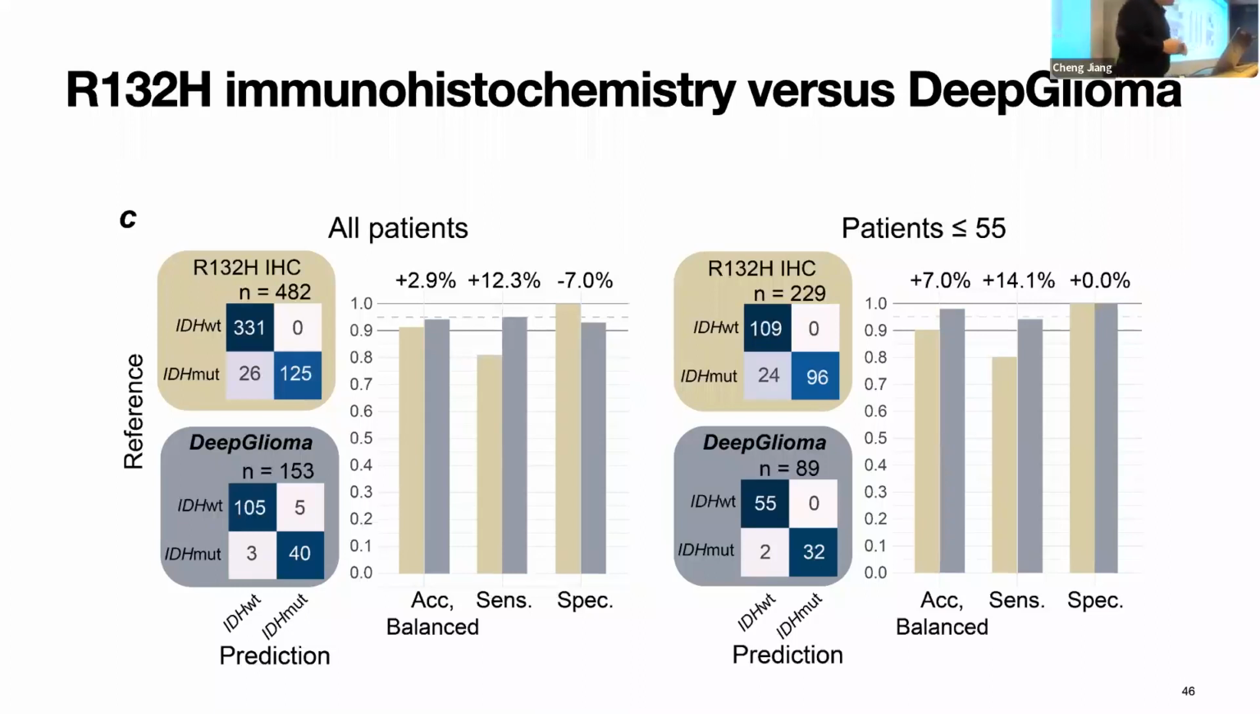We can see that DeepGlioma outperforms the standard immunohistochemistry testing, especially in patients that are younger than 55 years old. DeepGlioma has the potential to improve the way that we do molecular testing, in just a fraction of the time.